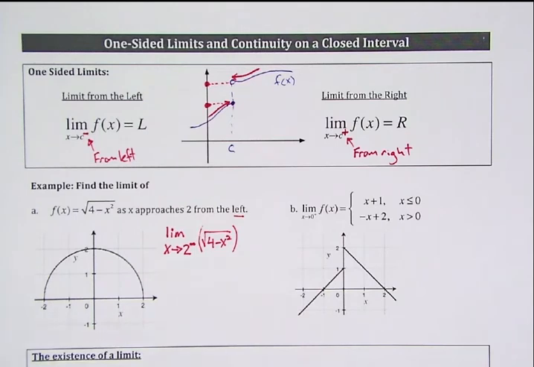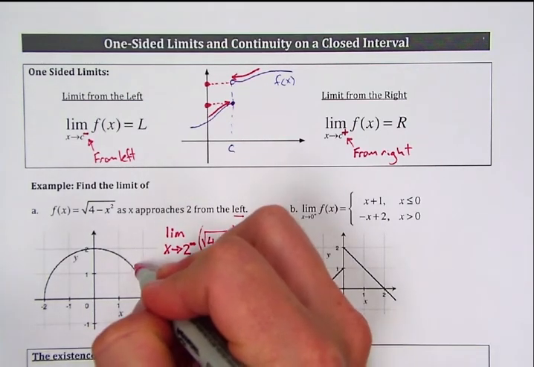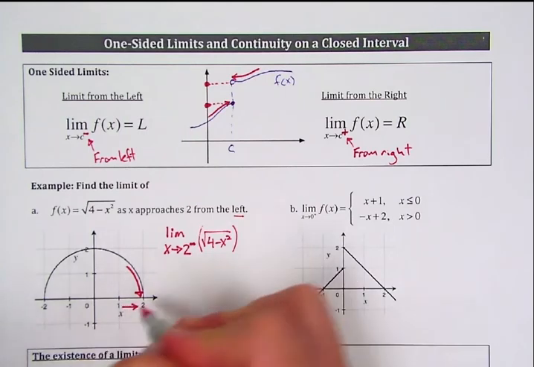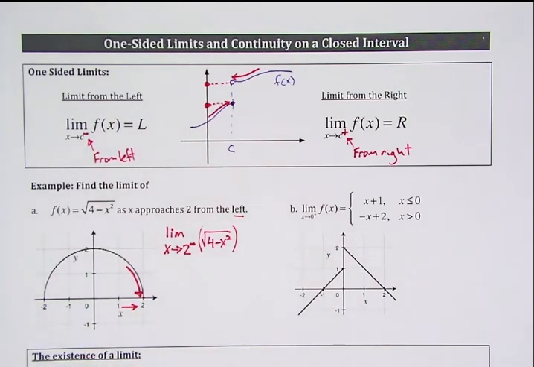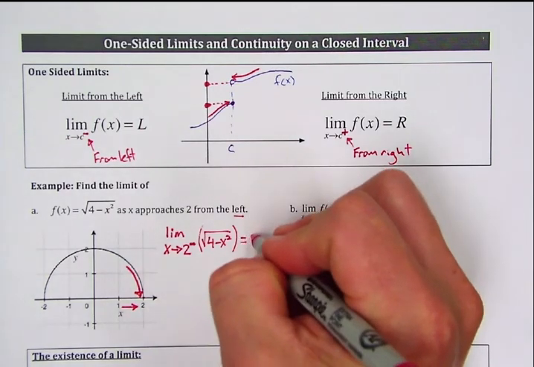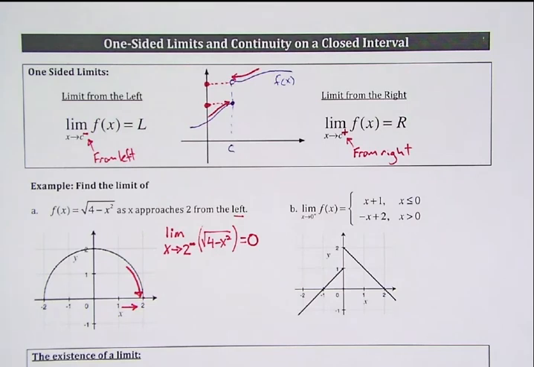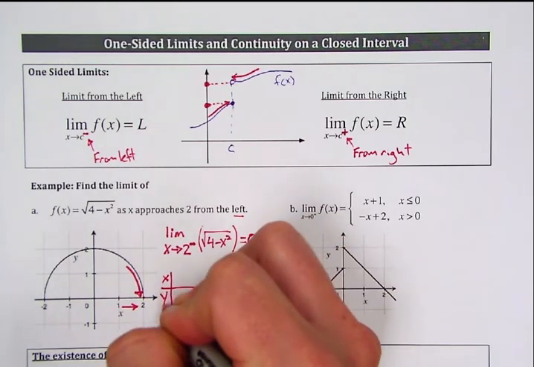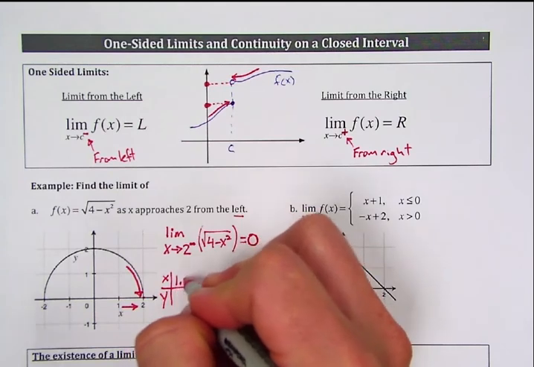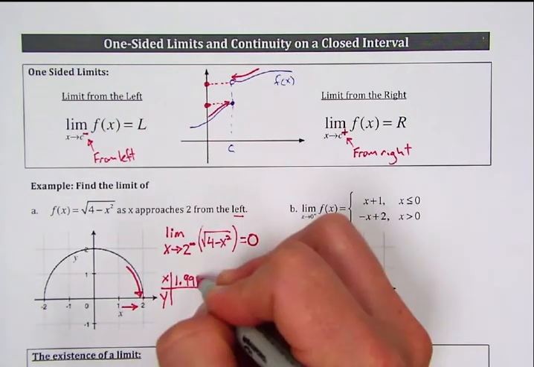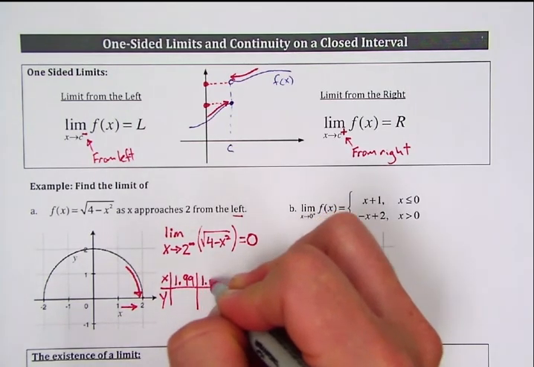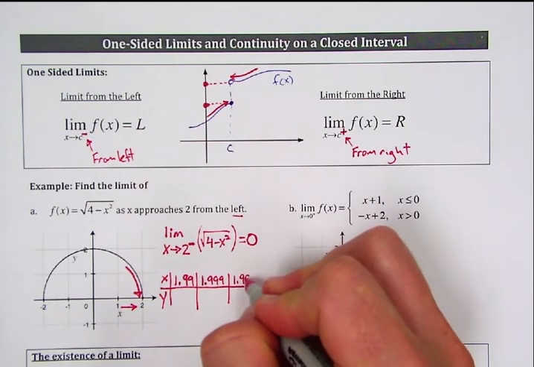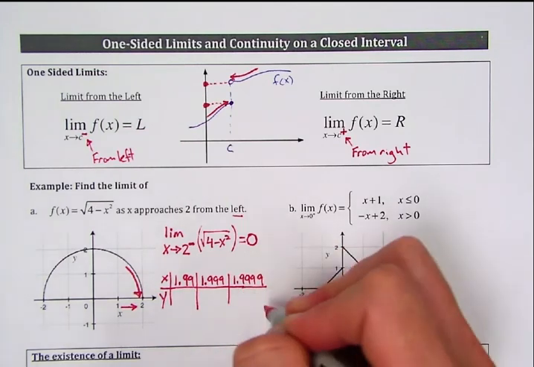So we can perform this graphically. So as we approach 2 from the left, right here, so x is going this way, what is our function getting closer and closer to? Well, it looks like 0. If we were to find this numerically, we can make a table of values like we did before, except now all we have to do is make sure the numbers start lower than 2 and get closer to 2. So 1.99 and then 1.999 and then 1.9999, okay, so on and so forth.